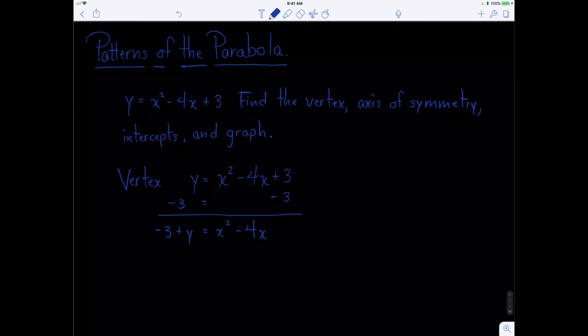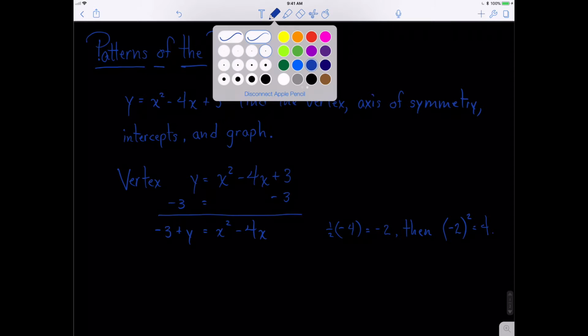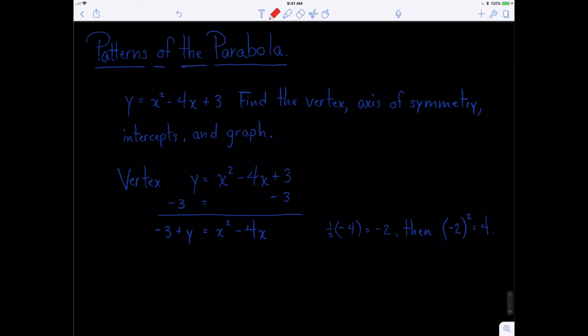And then we notice that we have a negative 4, and we take half of that, and we get negative 2, and then we have to square it. So we square our negative 2 to get a positive 4. And then I'm going to add my 4 to the right-hand side, and I'm going to add my 4 to the left-hand side as well.